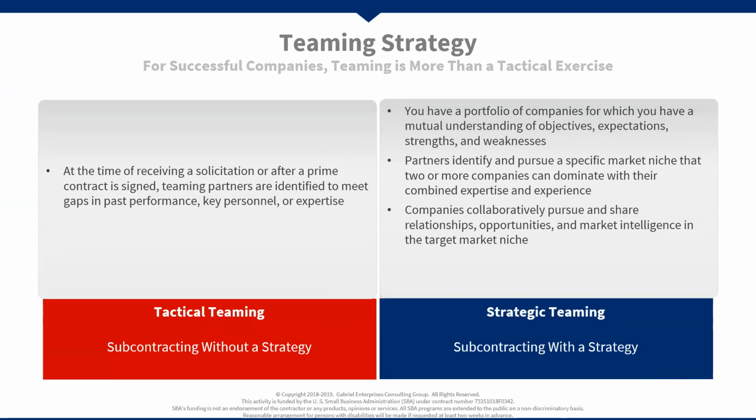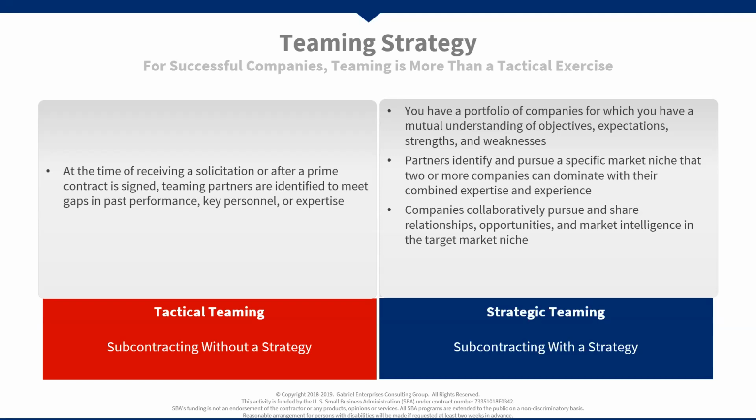So this is less ideal. This is kind of just in time subcontracting without a strategy. And with tactical teaming, I'd say you're waiting until the RFP comes out, or maybe even until you get the contract awarded. And then at that time, you're trying to find teaming partners to address gaps that you have in meeting the RFP evaluation criteria, or if it's the contract, gaps in actually delivering on the requirements of the contract.